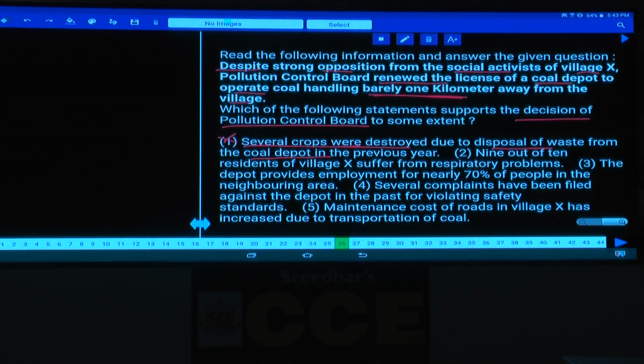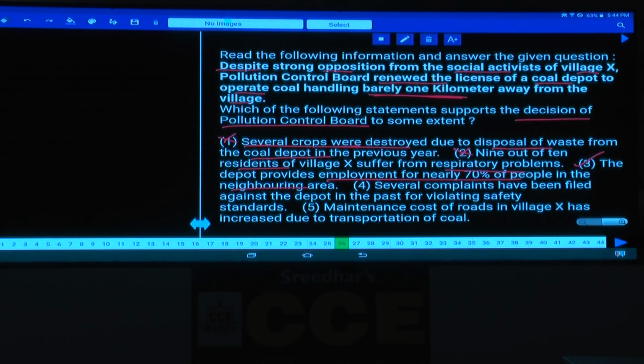Second one, 9 out of 10 residents of village X suffer from respiratory problem. 90% of the people are suffering with respiratory problem, hence it is a negative aspect, hence they cannot give the permission. And third one, the depot provides employment for nearly 70% of population in the neighboring area. In the neighboring area, 70%, not only to this village. 70% of the people are depending on this one, isn't it? Hence that could be the reason why the Pollution Control Board has again renewed the license, because there is an advantage with this one and the remaining are disadvantages, and with the disadvantage they cannot go ahead, hence choice 3.